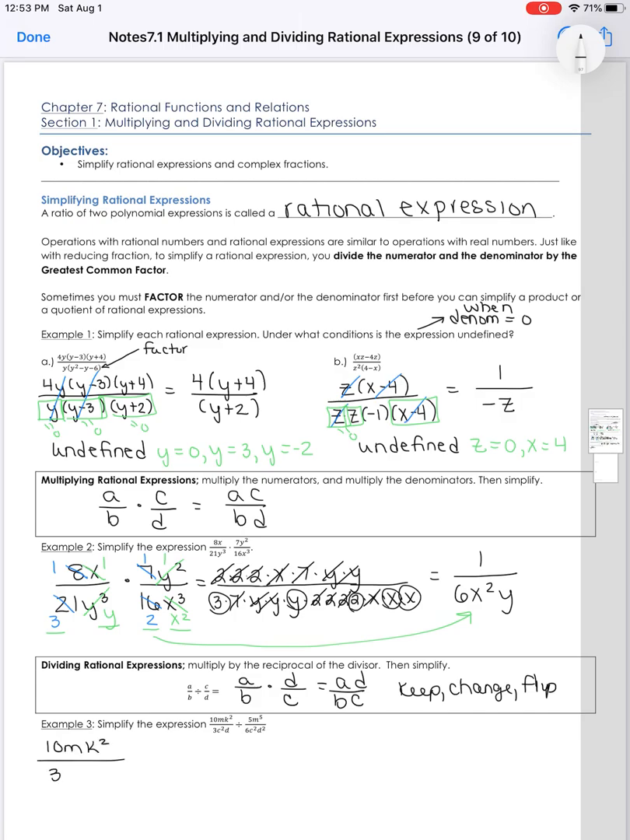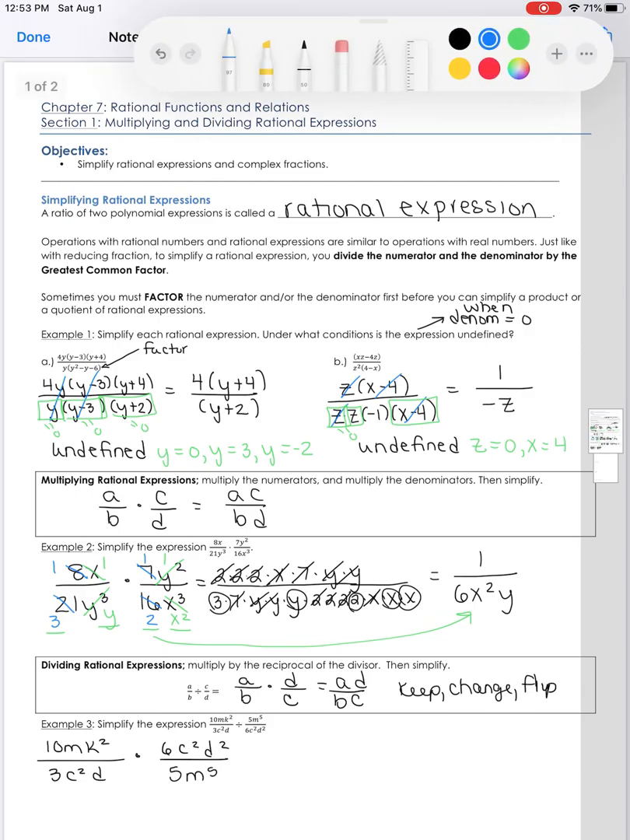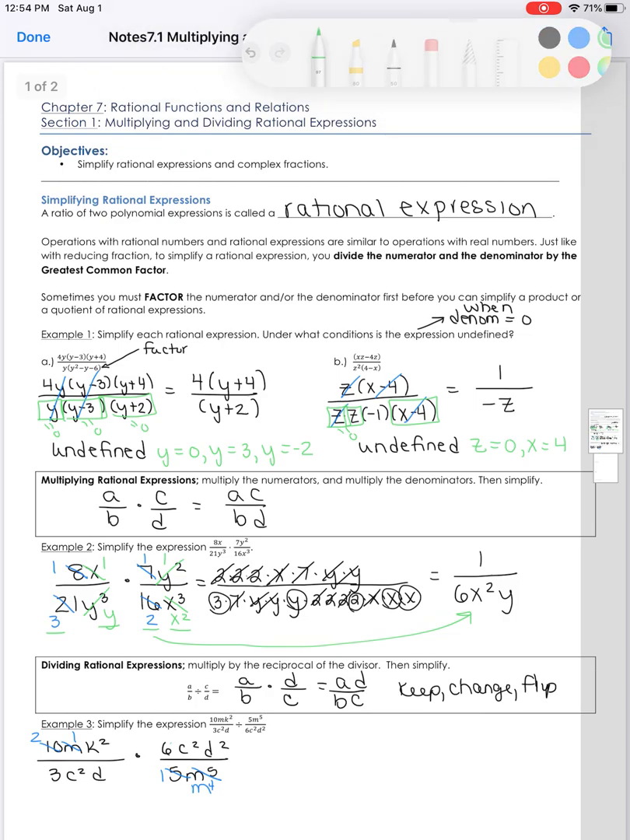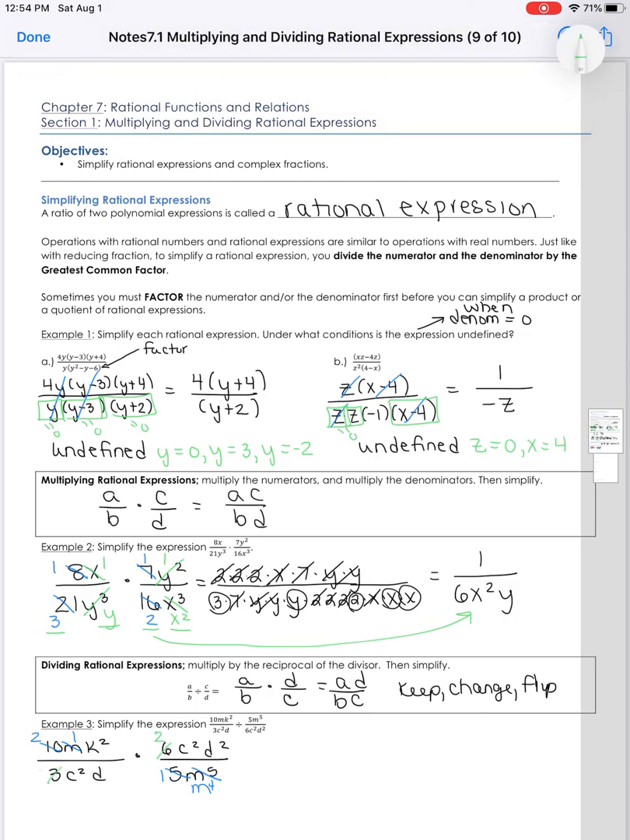So what I'm going to do, first I'm going to write it in the right format. The first fraction stays the same. Then I'm multiplying and I'm flipping the second fraction. Whether you choose to write it out with the primes or cancel, I'm going to cancel. So 10 over 5 is 2 over 1. M over m to the 5th is 1 over m to the 4th. 6 over 3 is 2 over 1. C squareds are gone. D squared over d is d to the 1st over 1.